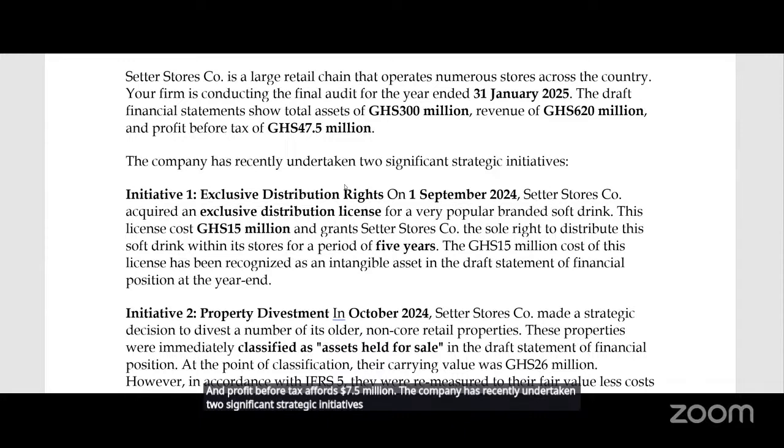Initiative 1, exclusive distribution rights on 1st September 2024. Setters Stores Company acquired an exclusive distribution license, meaning an intangible asset, right? For a very popular branded soft drink. This license costs 50 million and grants Setters Stores the sole right to distribute this soft drink within its stores for a period of 5 years, right? The 50 million cost of this license has been recognized as an intangible asset in the draft financial statement of financial position at the year end.